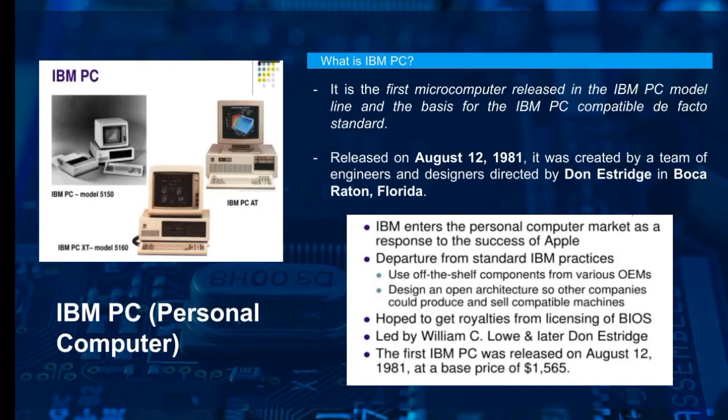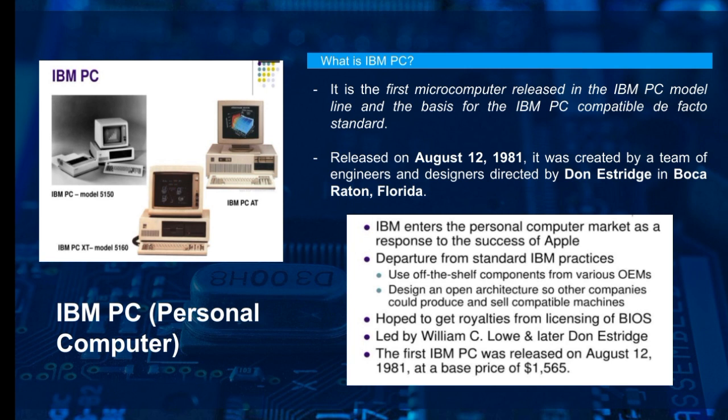So next is the IBM PC, or IBM personal computer. It is the first microcomputer released in the IBM PC model line and the basis for the IBM PC compatible de facto standard. Released on August 12, 1981, it was created by a team of engineers and designers directed by Don Estridge in Boca Raton, Florida.